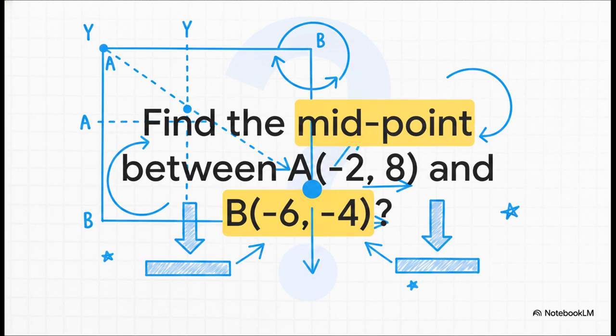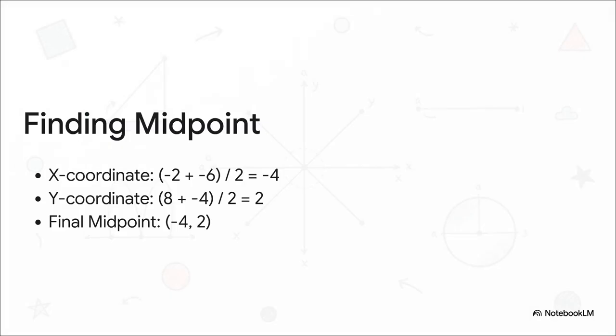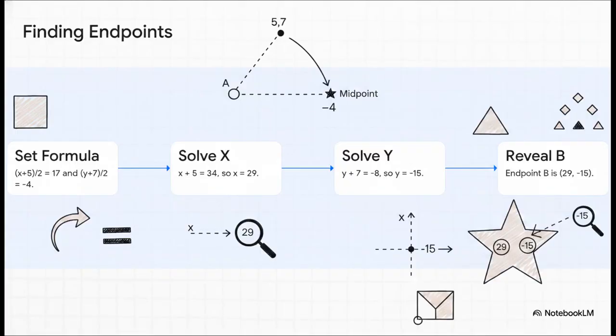Let's test this out immediately. We've got point A at -2, 8, and point B at -6, -4. Take a quick second to mentally average the x values and then average the y values. Okay, let's see how you did. For the x coordinate, -2 plus -6 is -8. Divide that by 2, and we get -4. For the y coordinate, 8 plus -4 is 4. Divided by 2 is 2. By simply adding the values and cutting them in half, we find our exact middle ground right at the coordinate -4, 2.